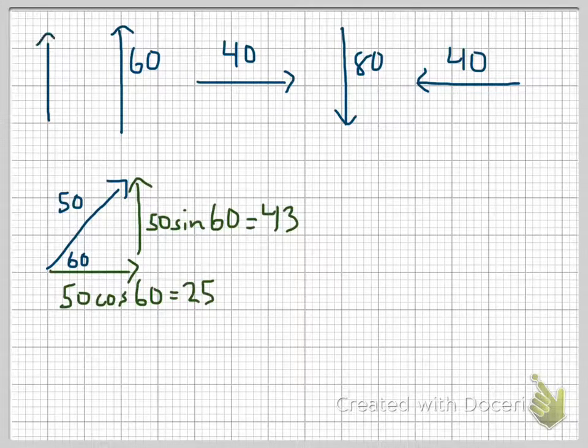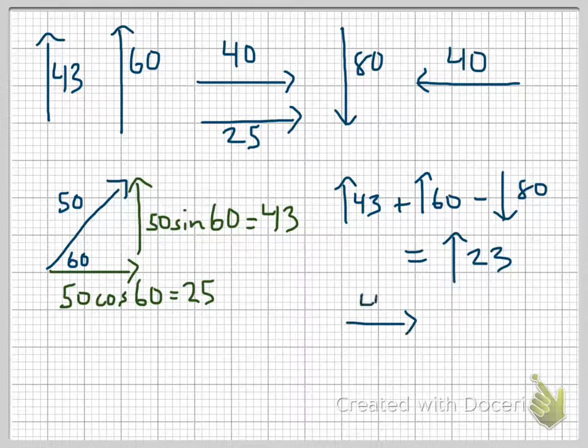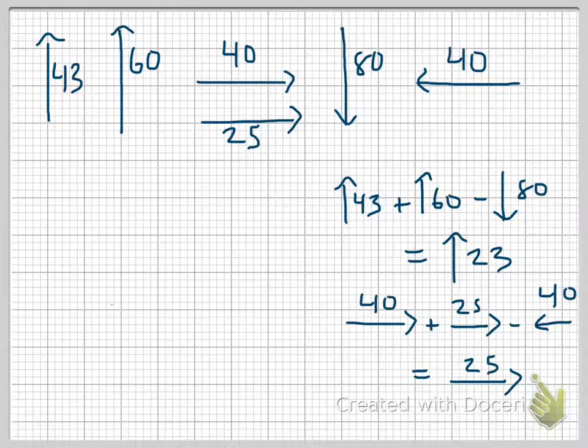Let's put some numbers to it. Now I'm going to go ahead and add these vectors up top next to the other ones. So I have a complete collection. Up at the top I got 1, 2, 3, 4, 5, 6 vectors, each pointing in either an x direction or a y direction. So now I can add them up. So we got a 43 to the up, we got a 60 to the up, we got an 80 to the down. So that equals a net of 23 up. We got a 40 to the right, we got a 25 to the right, we got a 40 to the left. That equals a grand total of 25 to the right. So I have a total of 23 up, total of 25 to the right.